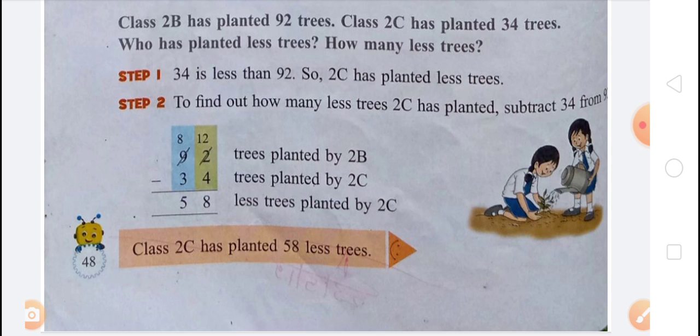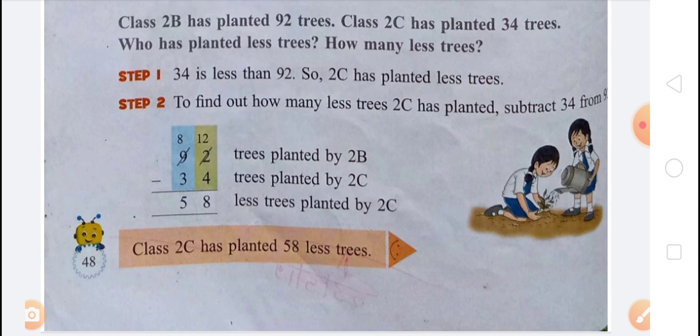In step first, you can see here 34 is less than 92. When we compare 34 and 92, we can see that 92 is greater than 34. In other words, you can also say that 34 is less than 92. So, second C has planted fewer trees. And now to find out how many fewer trees second C has planted, subtract 34 from 92, because from the given hint you have learned, use subtraction to find out how many more or how many less.